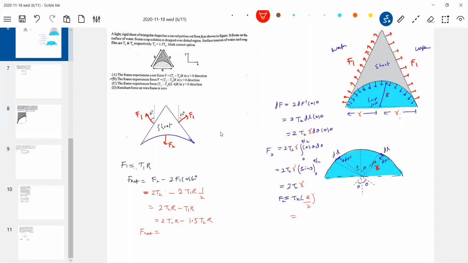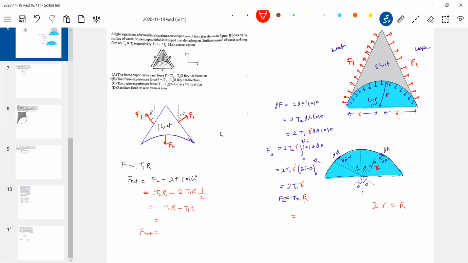Sir, 2r, no, sir. So T2R. 2 small r is capital R, no? Yes sir. Small r will become R by 2. Okay, 2 small r will be R. Only R will come. Yeah, this will be T2R. What else? Okay. Yeah, this 2 will not be there, no?